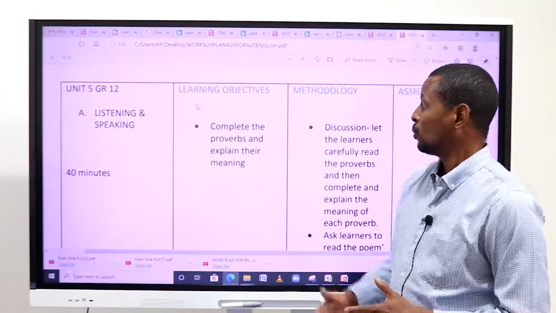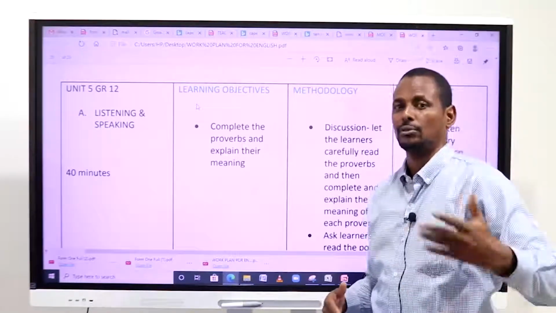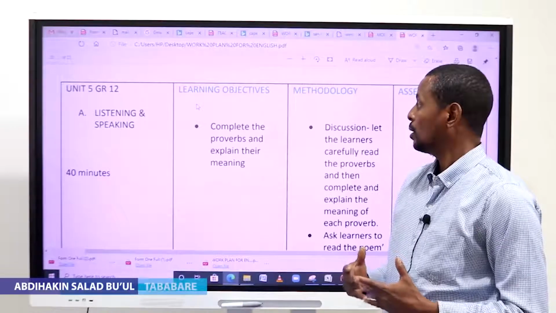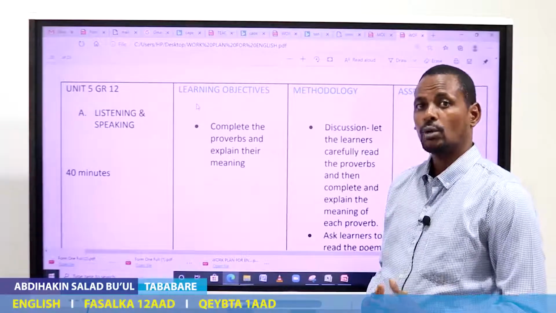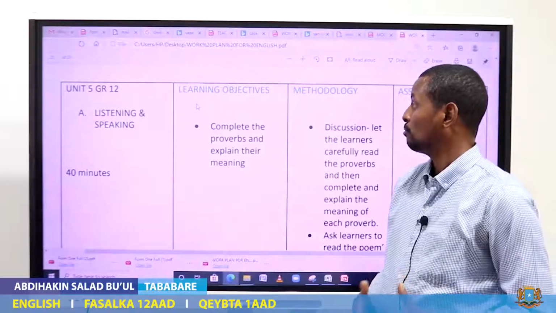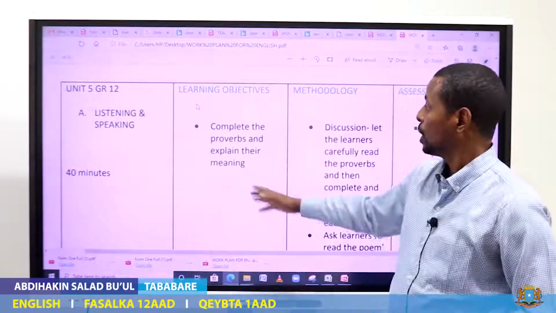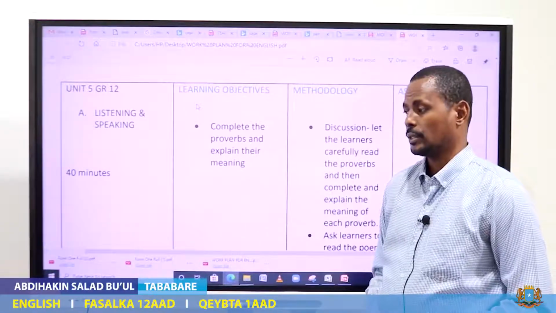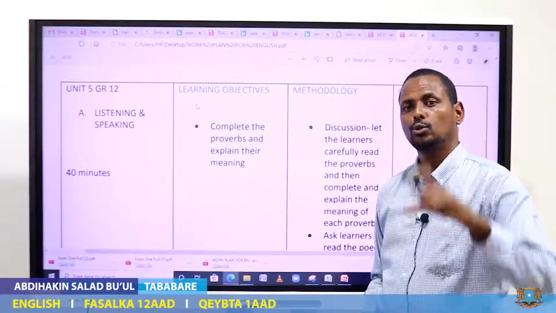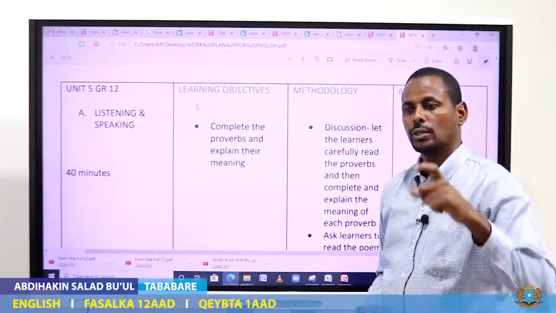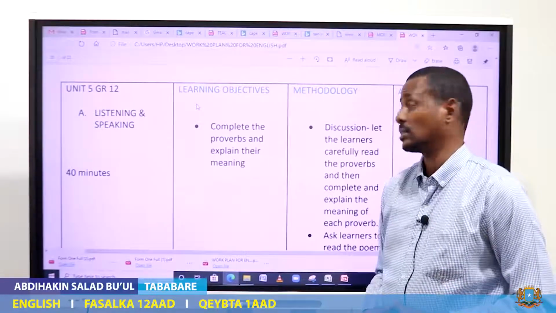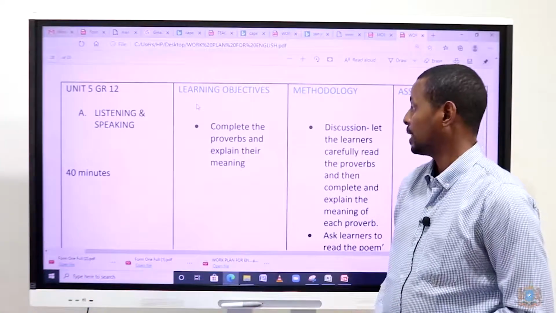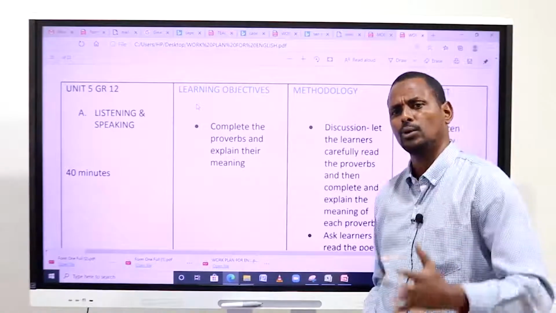So listening, as we have said before, has so many objectives. One of the main objectives of this particular lesson is to complete the proverbs and explain their meaning. So proverbs is going to be the topic of this lesson in the listening and speaking segment. And this is the objective: complete the proverbs and explain their meaning. We have so many times discussed what proverbs are.